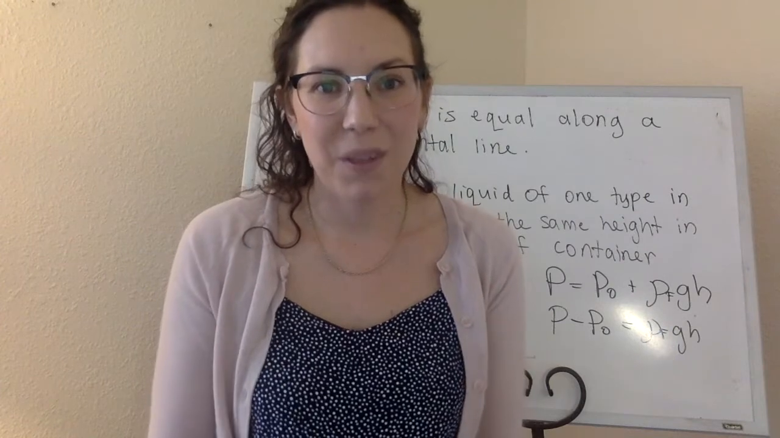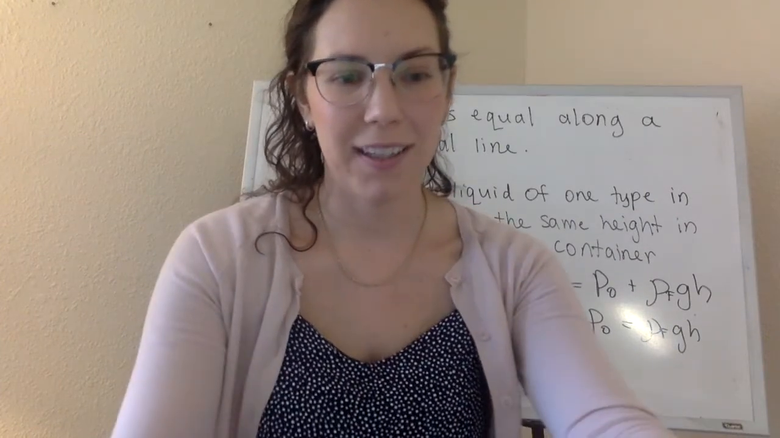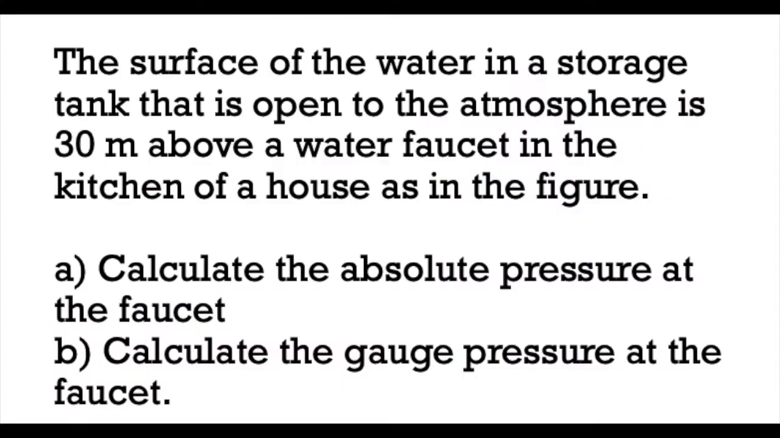Okay, so I have two examples to do for pressure. Let's look at the first one. The surface of a water tank that is open to the atmosphere is 30 meters above a water faucet in the kitchen of a house. Part A, calculate the absolute pressure at the faucet, and then B is calculate the gauge pressure at the faucet.